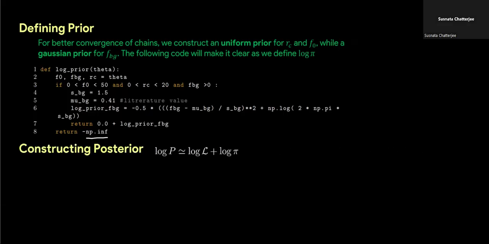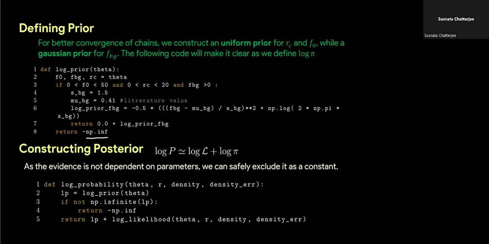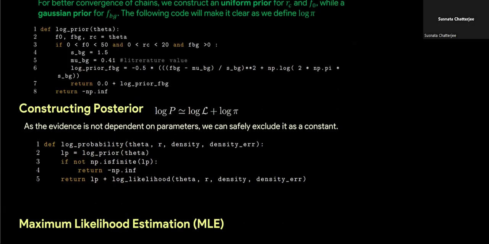Constructing posterior. As I already mentioned, we can ignore the term in the denominator, which is called evidence. So log p is approximately log L plus log pi. As the evidence is not dependent on parameters, we can safely exclude it as a constant. We have defined the function log probability, and if it is finite, then only we return LP plus log likelihood, where LP is the prior.